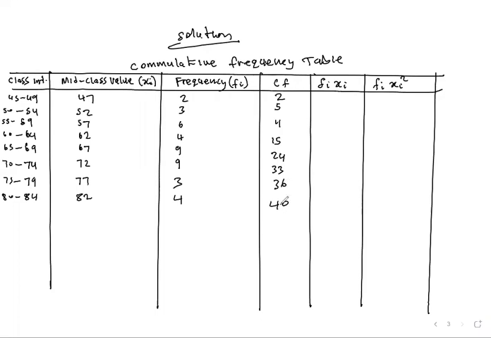Then the product of fi and xi, you're getting this times that. So 47 times 2, you're getting 94. So you have 94. The next will be 156. Then followed by 342. Then 248. Then 603. Then 648. Then 231. And last 328. So this is a product of xi and fi.